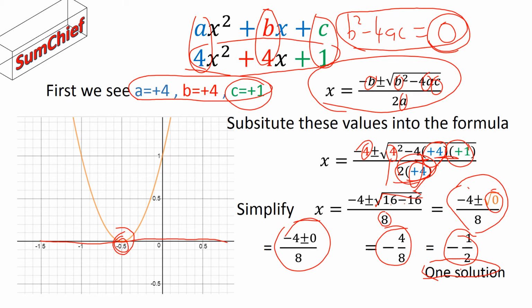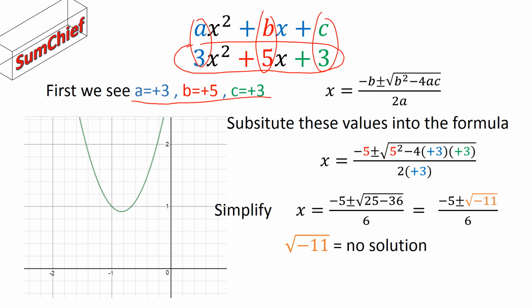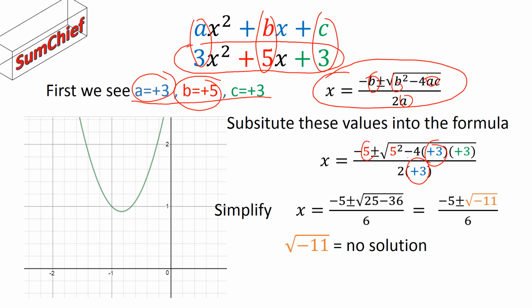Okay, so let's have a look at another case. We've got this one, 3x squared plus 5x plus 3. So a is 3, b is 5, c is 3. I've written them down here for you. Got the quadratic formula written down here ready. So we're just going to substitute all these values into the formula. A is plus 3, which goes here and here and here and here. B is plus 5, which goes here and here. And the c, with just one place, is the c at the end, which is there.